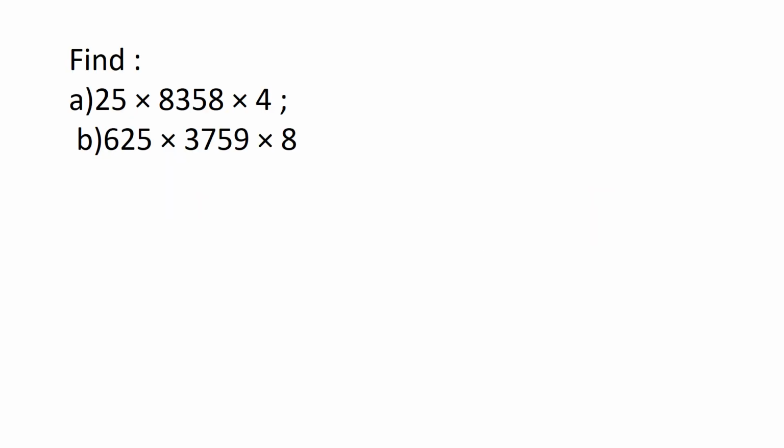Can you see here? It is given 25 into 8358 into 4. Now how are we going to do this? We know that if we bring these two numbers together, 25 into 4, 4 into 25 is 100. I've just taught you now. How will you bring these two numbers together? These two are far away, so we have to change it and write. We will exchange these two numbers.